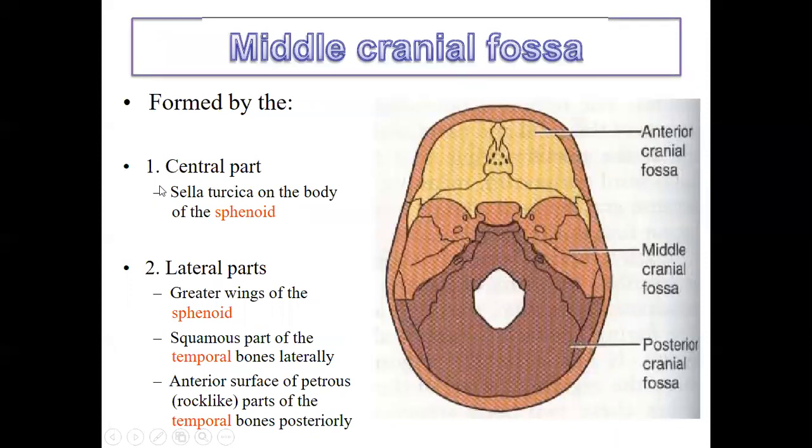The middle cranial fossa is divided into two parts, the central part and the lateral part. The central part is the sella turcica on the body of the sphenoid bone. The lateral part is formed by the greater wing of the sphenoid, so this is the greater wing of the sphenoid, the squamous part of the temporal bone, and also the anterior surface of the petrous part of the temporal bone. So these are the parts that form the middle cranial fossa.